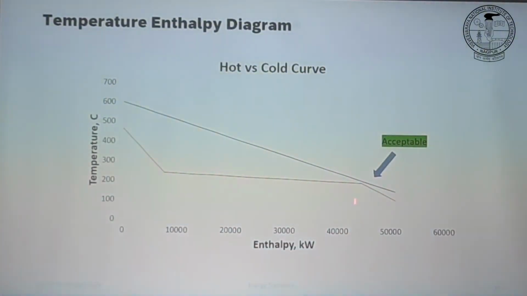Now if you draw this, you are at 240, not 285. So there is no temperature cross. And what you normally do is try to see where your pinch is. So this is called pinch point, where in your whole profile is the minimum temperature difference between hot and cold.